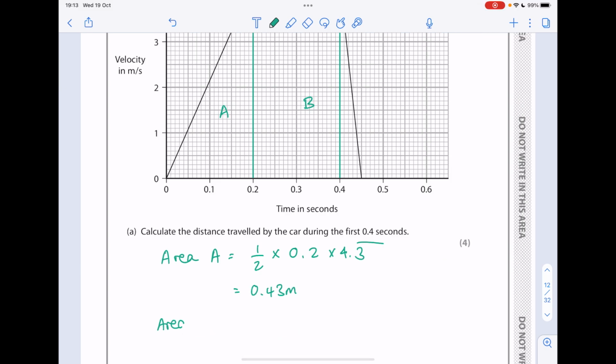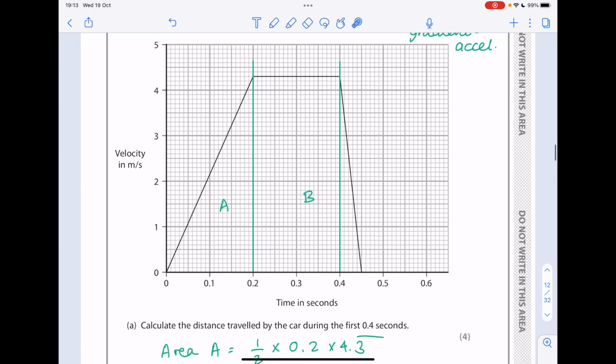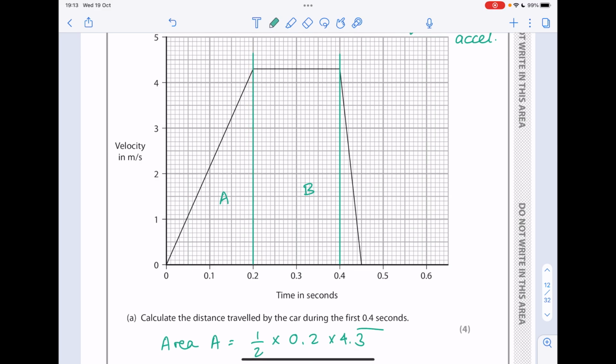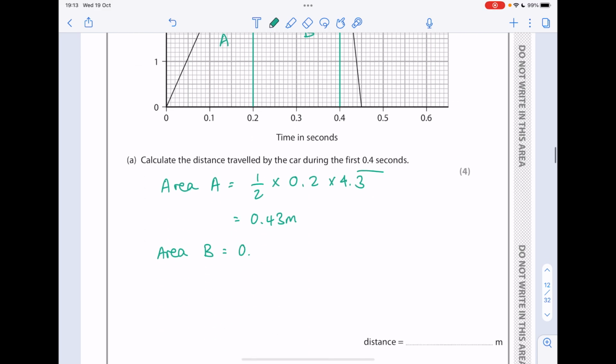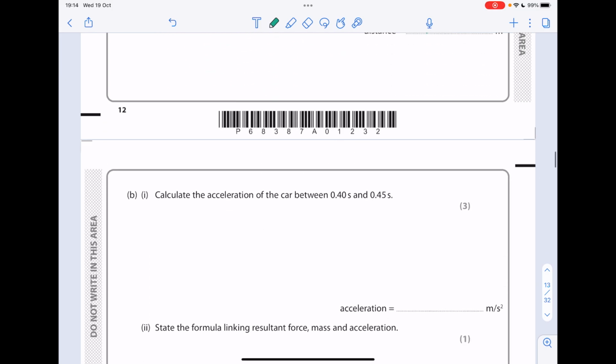What about area B? So that's here, this distance here, which is 0.2, multiplied by the height again, which is 4.3. That's 0.86, and then add them together to get your full distance, of 1.29 meters. So that's from adding those two numbers together.